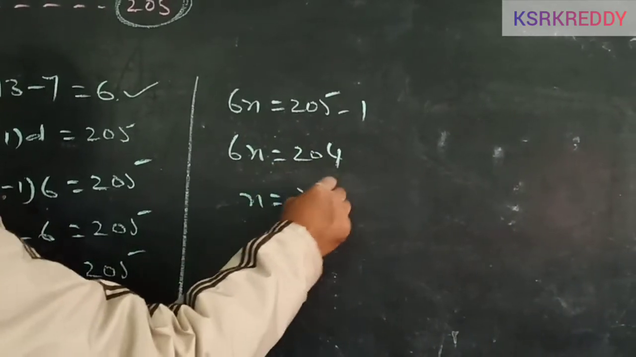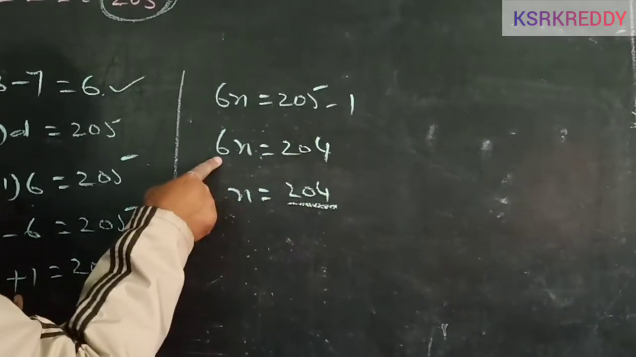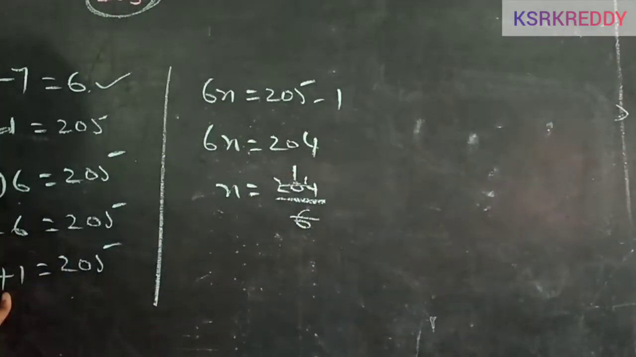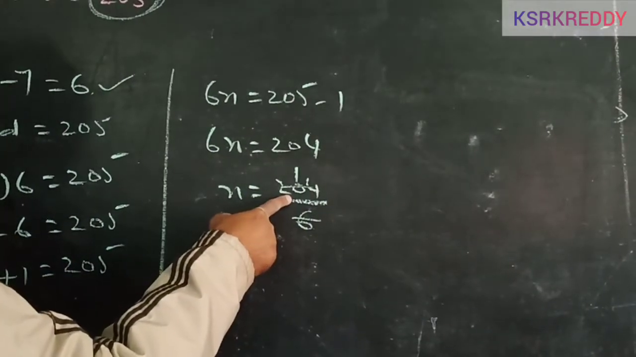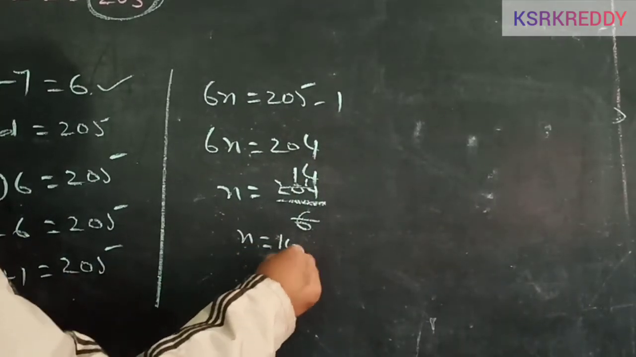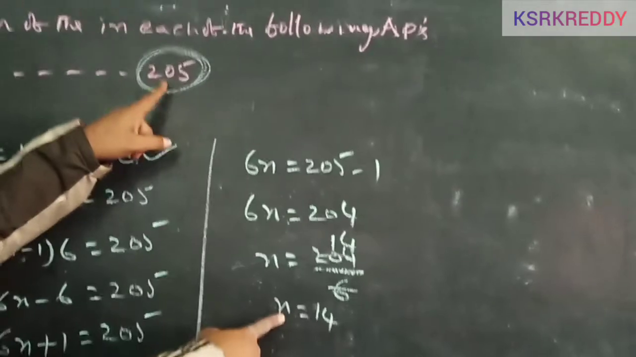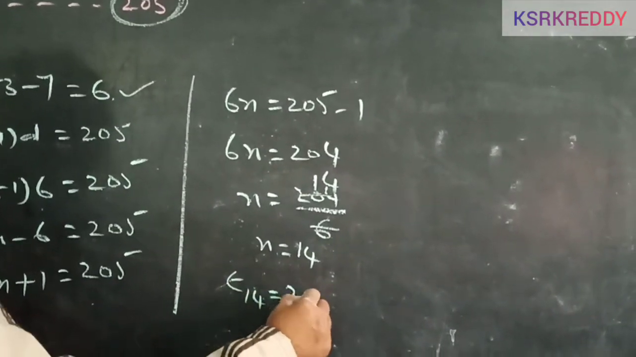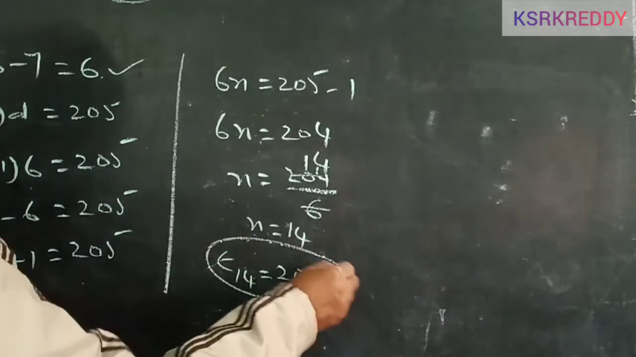n is equal to 204 by 6; the 6 multiplied here changes to the other side as the denominator. 6 ones are 6, 6 fours are 24. So n is equal to 14. That means the 14th term is 205. So T14 is equal to 205 in this progression.